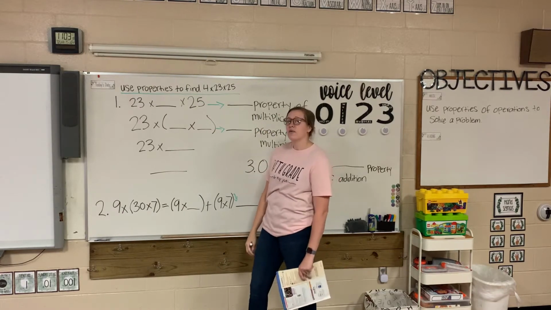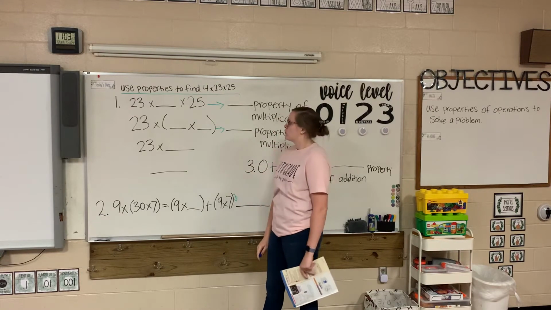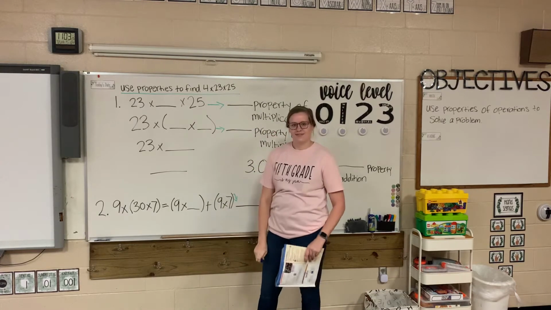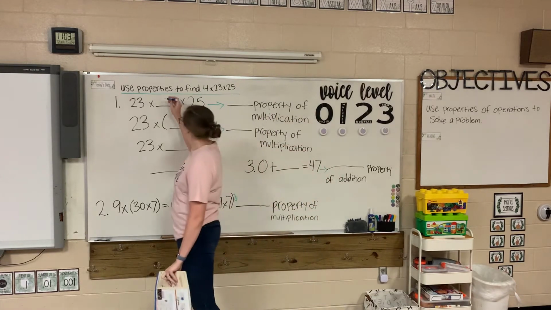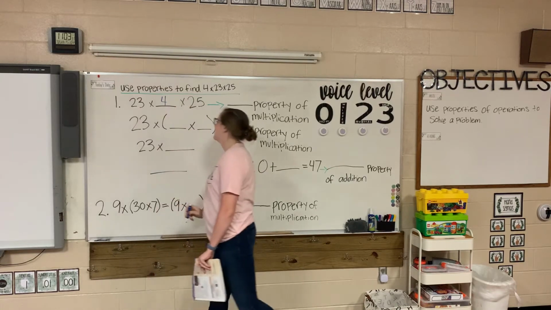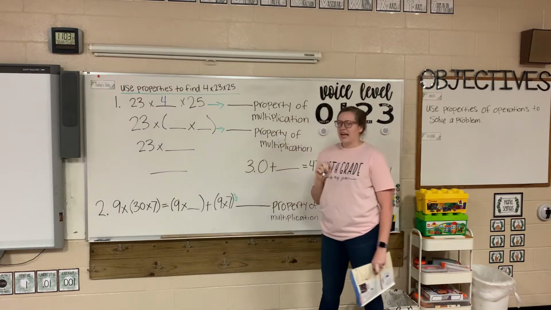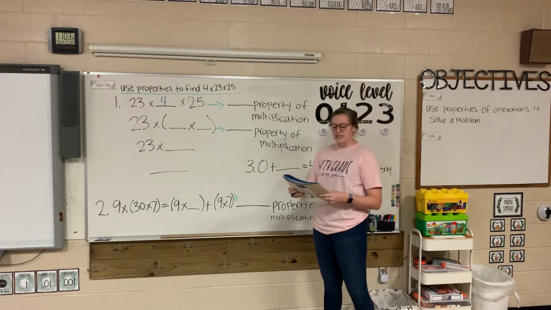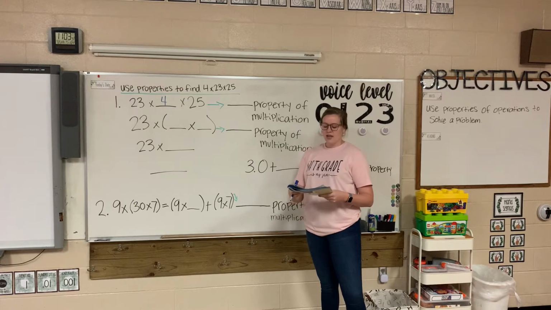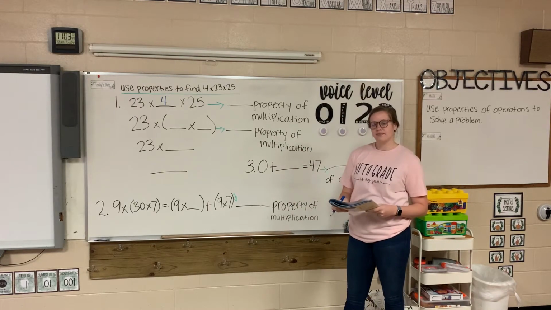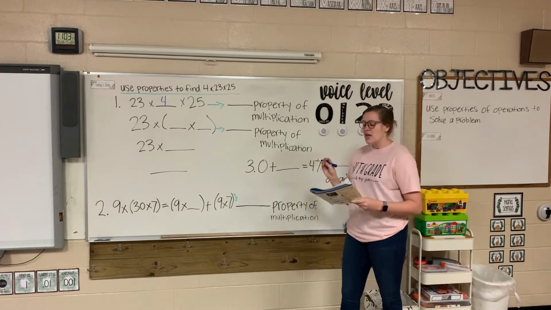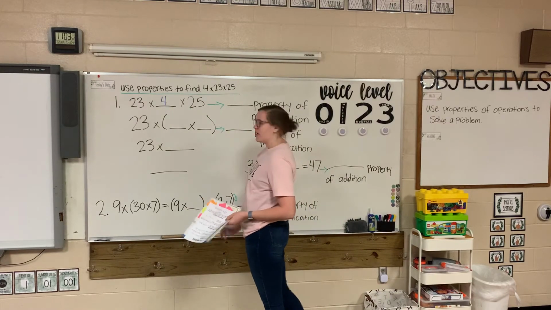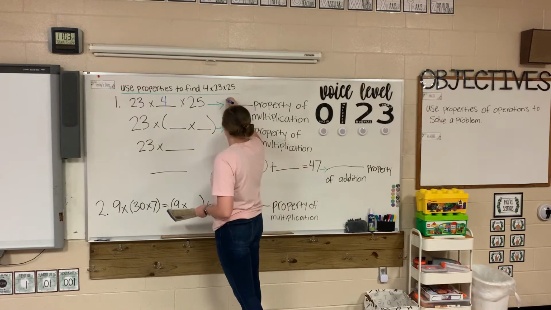And it starts us off with 23 times blank times 25. Well, what number are we going to fill in that blank based on our instructions? 4. What property of multiplication did we use that we learned about in our video? Was it commutative property, associative property, or identity property? That's right. We used the commutative property because we just changed the order of our numbers, right? So we're going to fill that blank in.